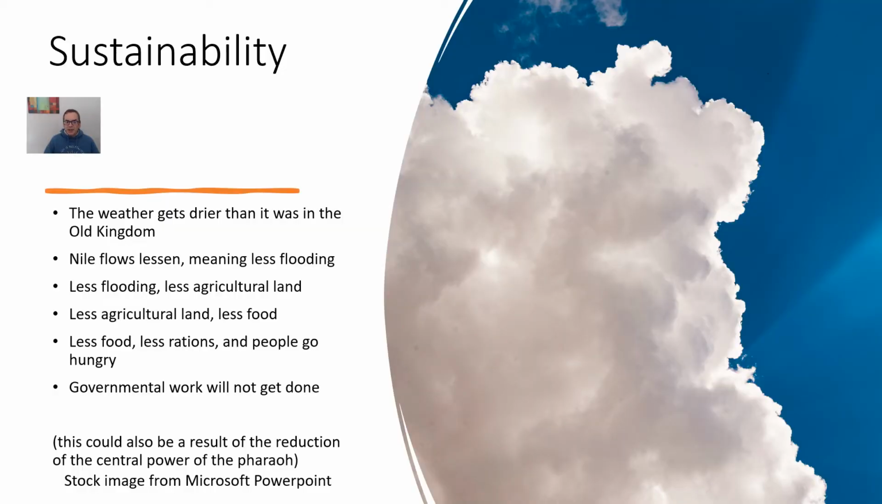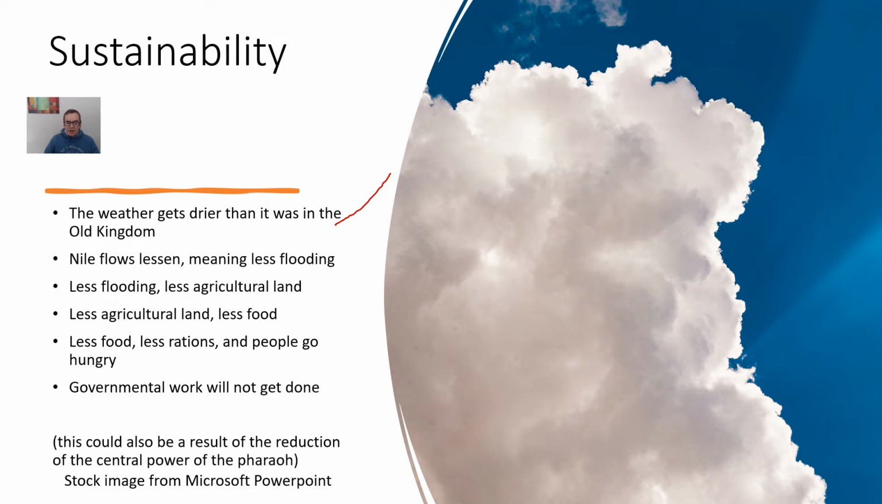Okay, in terms of sustainability, we know that as the Old Kingdom moves onward in time, it does get drier. I've done a little chain of thought here. The Nile flows lessen, meaning they get smaller, meaning less flooding. Less flooding means less agricultural land and, of course, less food. Less food means less food to eat, and people then go hungry, and government work can't be done. So it's this chain reaction following drier weather.